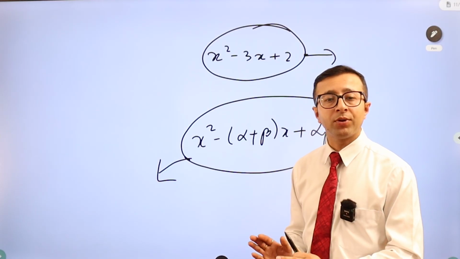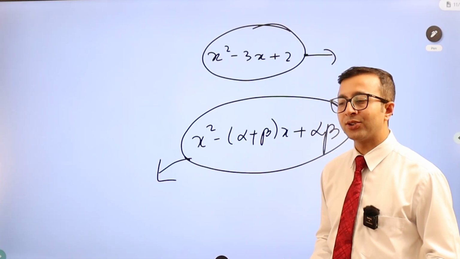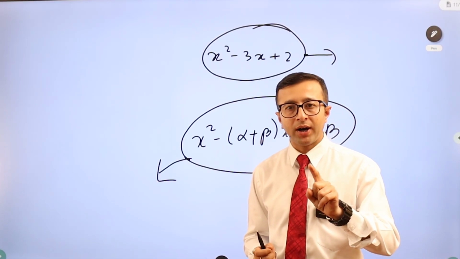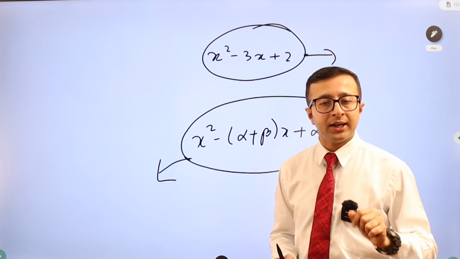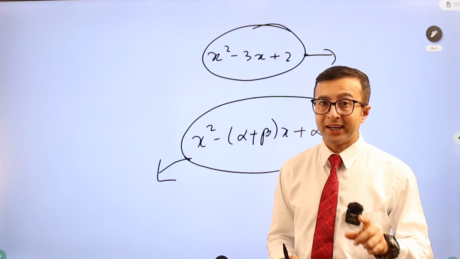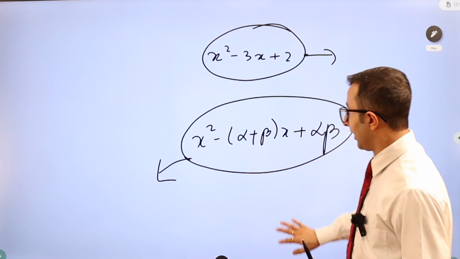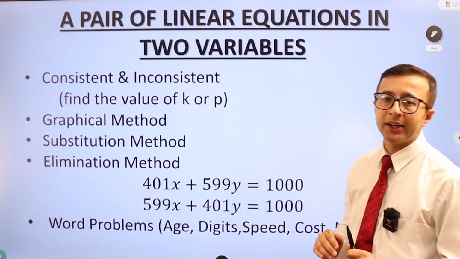So that's all from the polynomial section. Actually, we used to say that there are only two parts. One is roots and coefficient verification. Second is forming the quadratic polynomial. Now next we'll talk about the pair of linear equations.